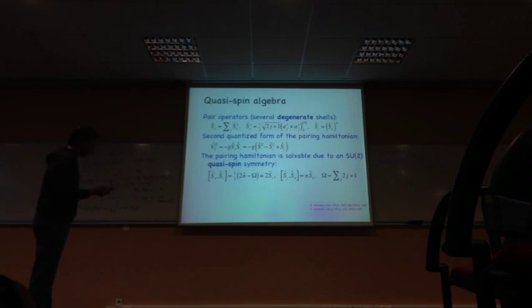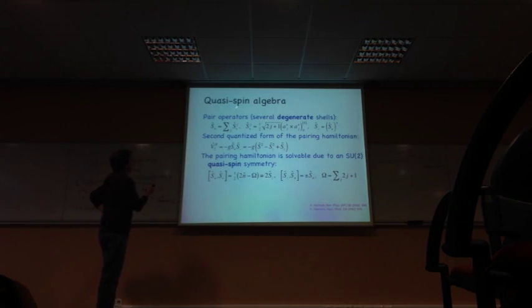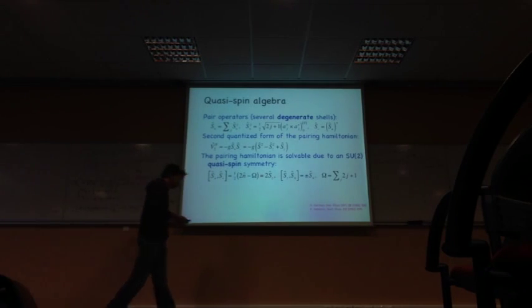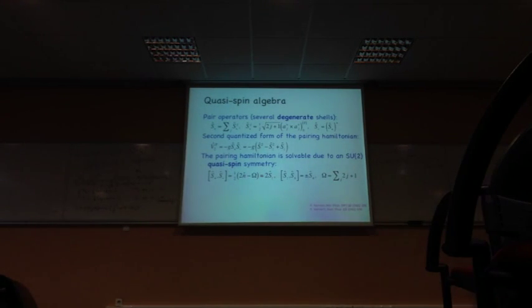Okay, so now a little bit about these quasi-spin algebras. Why are they so interesting? Because the generalization now to several degenerate shells is rather easy. What I did so far was just taking a pair of particles in a single J shell. Now you can define operators just as a sum over the orbits you want to consider. So this is a problem that now becomes familiar.